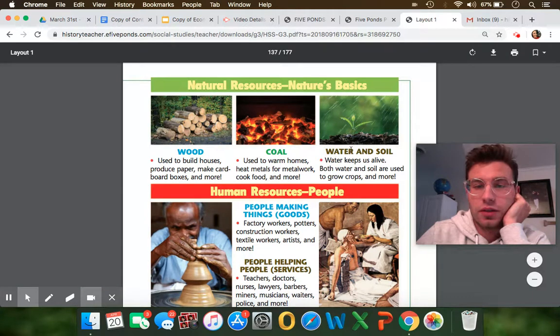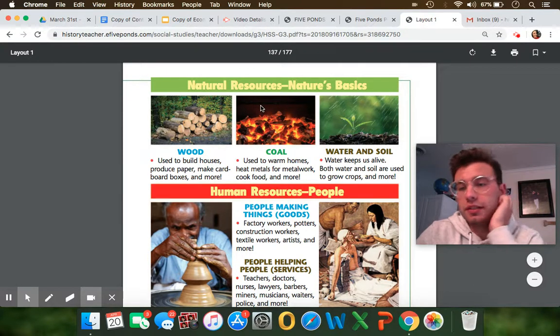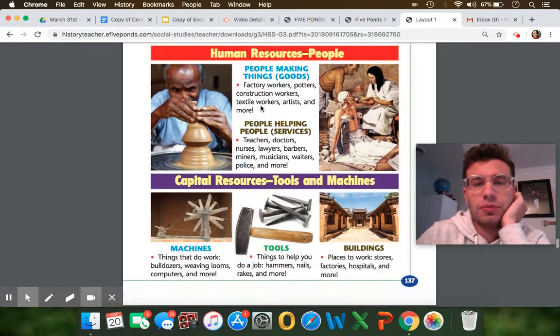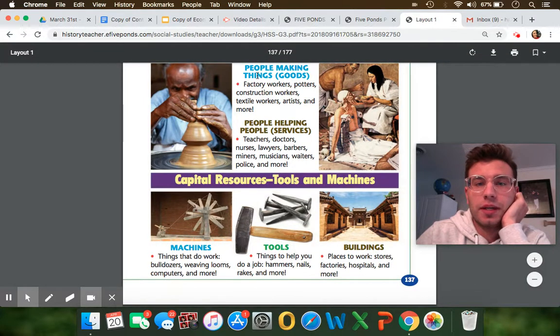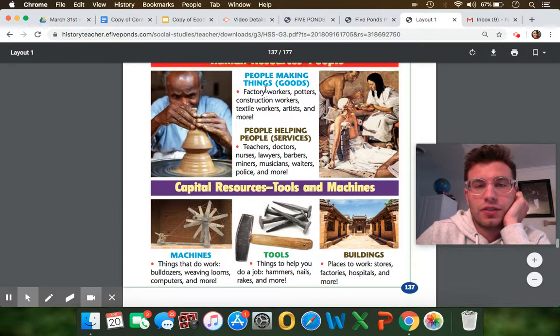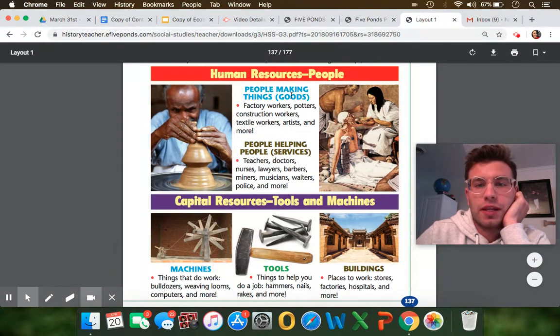And then water and soil, well, water keeps us alive, and both water and soil are used to grow crops and more. So these are natural resources, things that come directly from nature. Human resources are people making things or people helping people, and those are services. So, for example, people making goods are factory workers, potters, construction workers, textile workers, artists, and more. This guy looks like he's making some pottery.